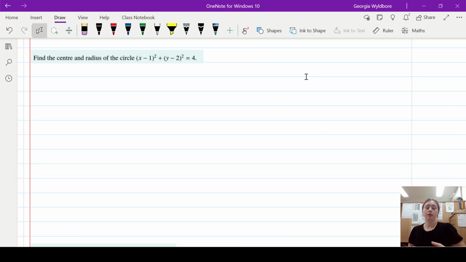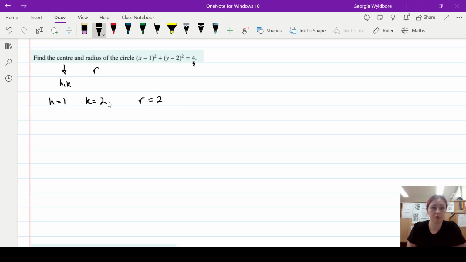Similarly, if we're given the base equation of our circle, it's quite easy to find the center and the radius because we know that our center is going to be at (h, k) and our radius r is going to be the square root of that back number. So h in this case is 1. k is 2 because we're subtracting both of these, and r is the square root of 4, which is 2. So our center is at (1, 2), and our radius is 2.